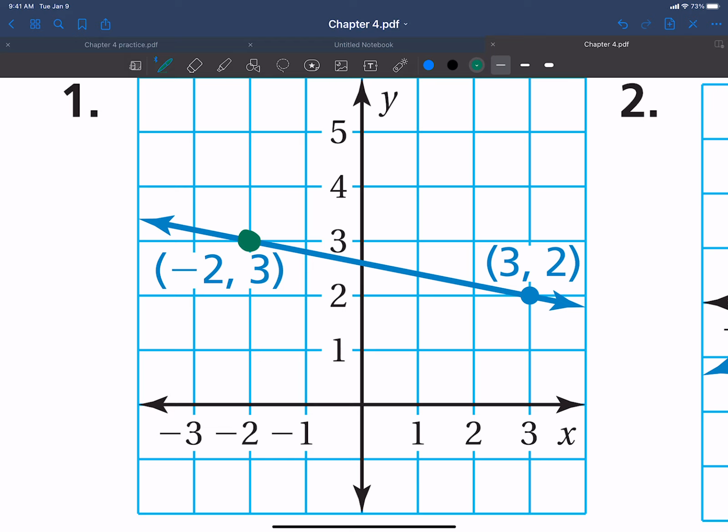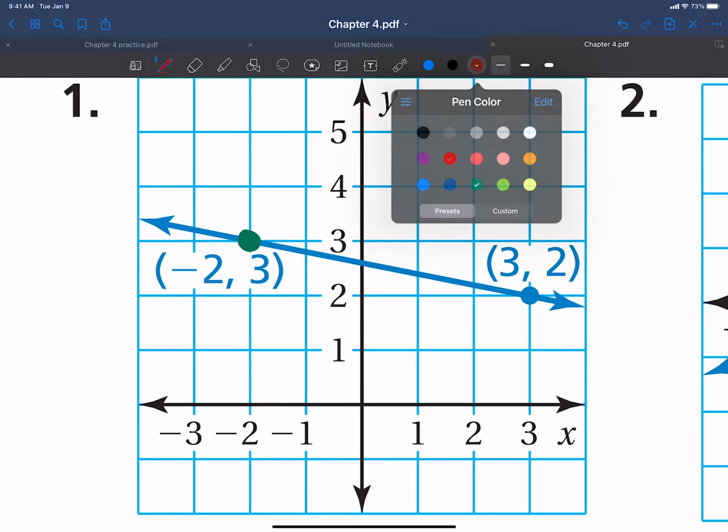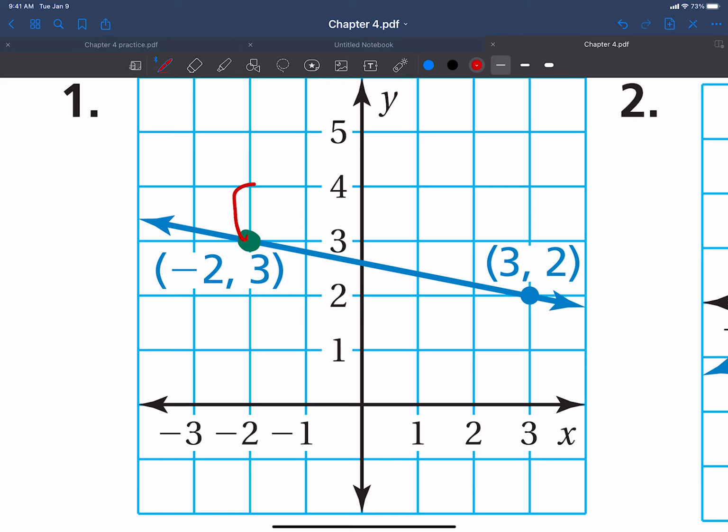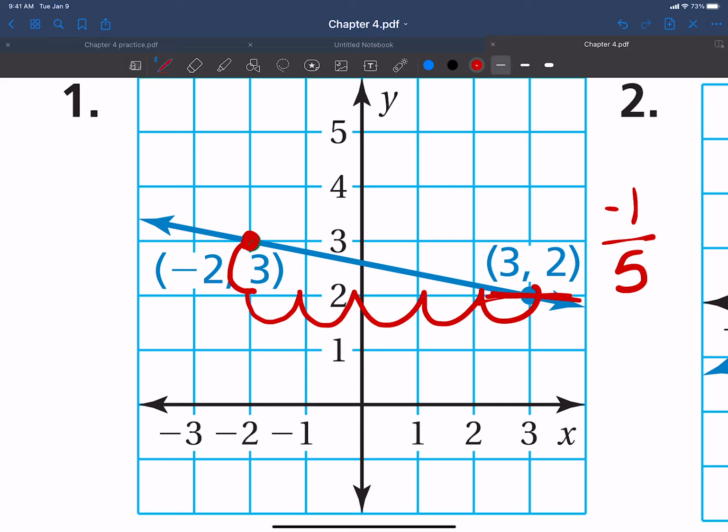Okay, now from there, I just go ahead and count. How many do I need to go up or down to match this level? Well, obviously I'm going to be going downward, okay? So from this point, I'm going to go down 1. Now down means negative, so I'm going to start with negative 1. Now, how many do I run over? 5, positive. So my slope is negative 1/5.